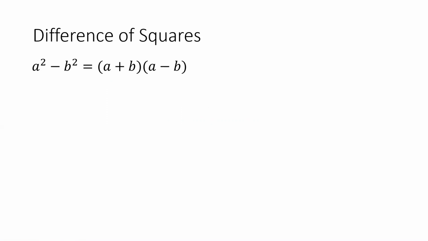If you have something that can be expressed in the form of a squared minus b squared, so for example, x squared minus 4, that would be a pretty common one, then you can factor it immediately. You don't have to go through the whole process of multiplying to get the last term, adding to get the middle term. In this case, you can just write it as a plus b times a minus b. So a is the square root of the first term. If I have x squared, that would be x. And b is the square root of the second term. So if I had 4, my b would be 2.